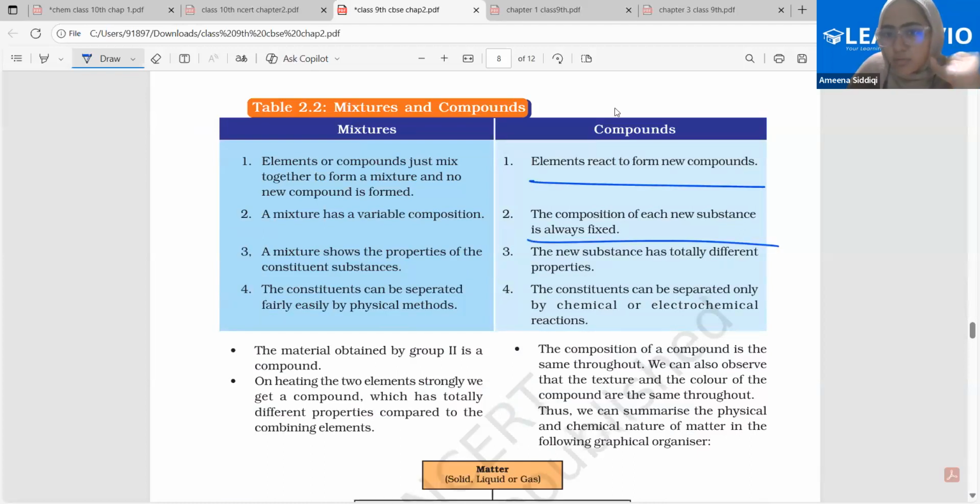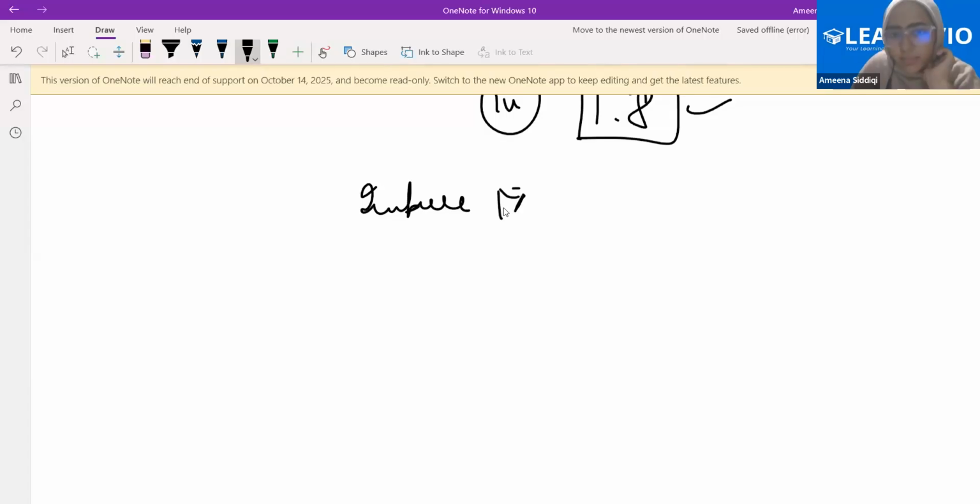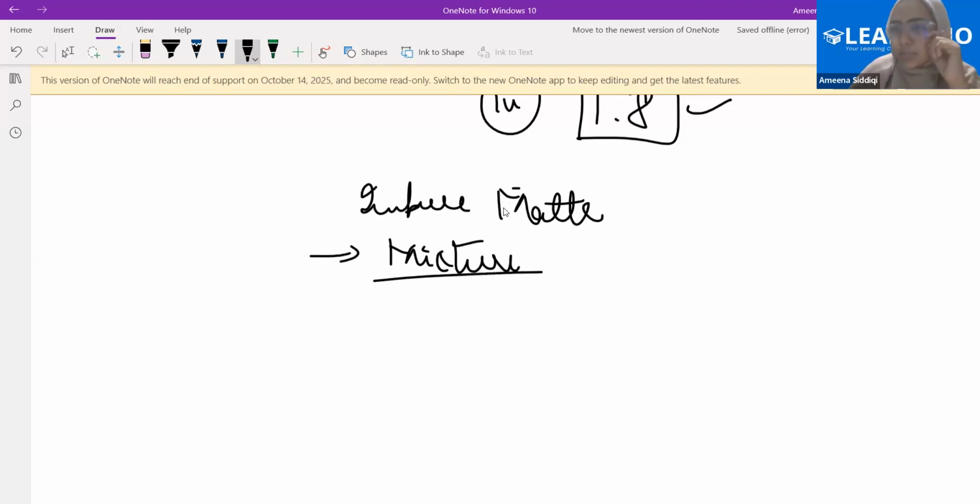Elements react to form new compounds, fixed composition, completely different properties, can be separated by chemical or electrochemical reactions. Clear? That's it. Now coming to the impure matter, which is referred to as a mixture. Right? Good.